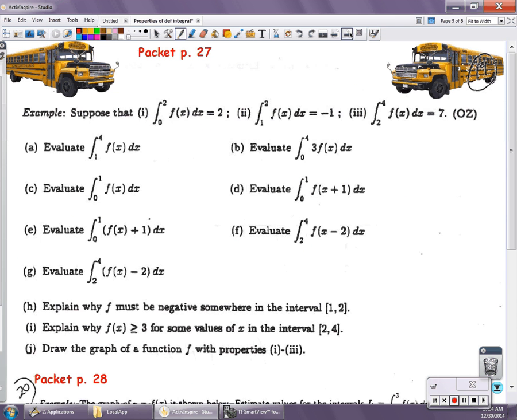All right, let's apply those properties. If you look in your packet, we've been given some information about a function f of x, but we don't have the graph of f of x. We know that the area from 0 to 2 is 2, the area from 1 to 2 is negative 1, and the area from 2 to 4 is 7.